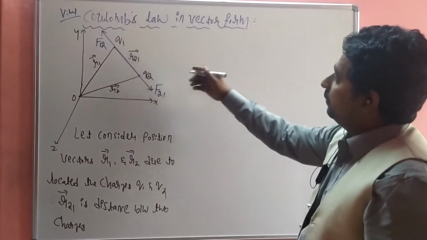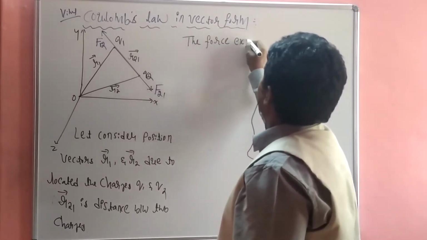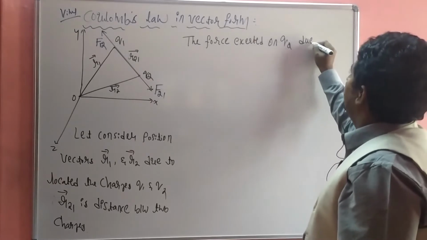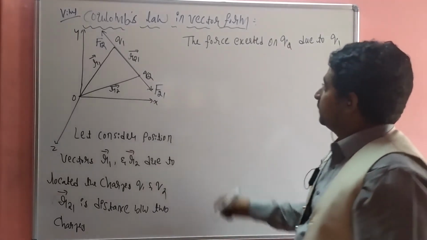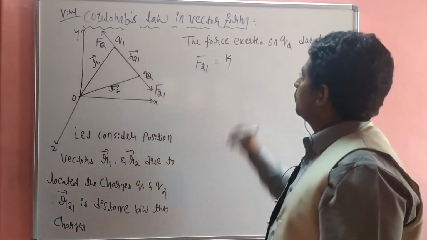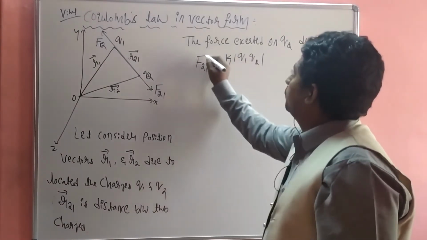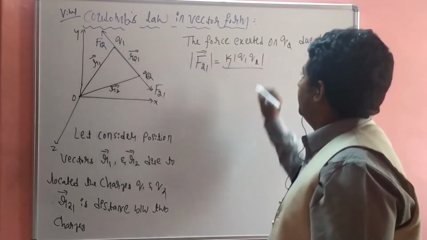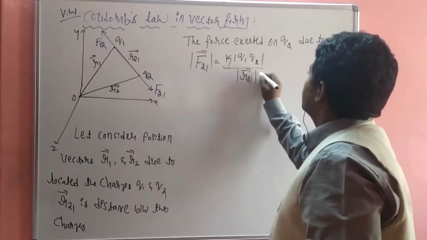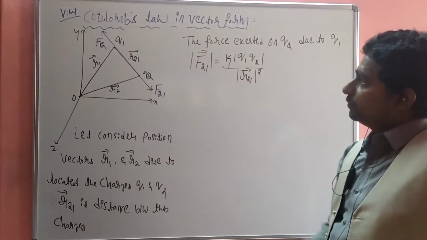So the force exerted on Q2 due to Q1, F21, is equal to K, the Coulomb's constant or electrostatic force constant, times the magnitude of Q1 Q2, divided by the distance, which is the mod of R21 vector, squared. So this is the force exerted on Q2 due to Q1.